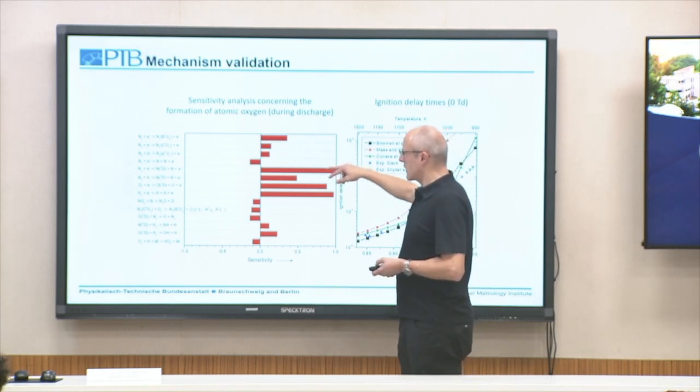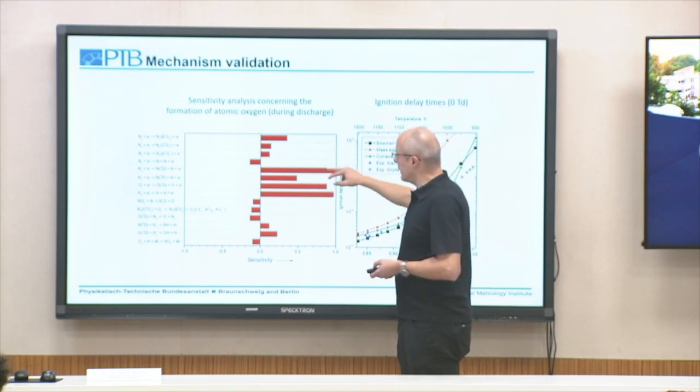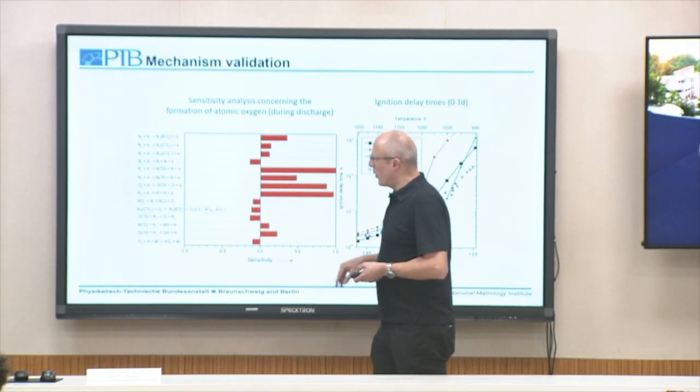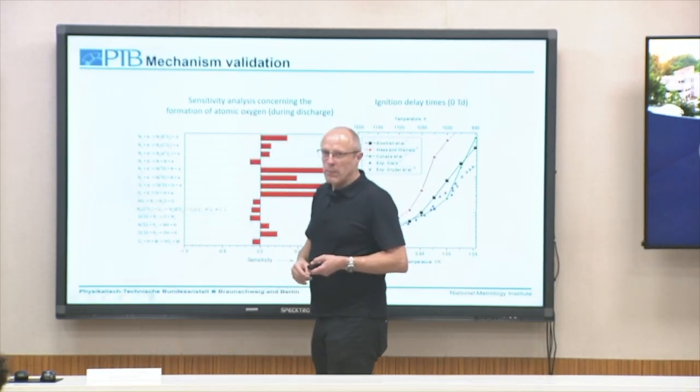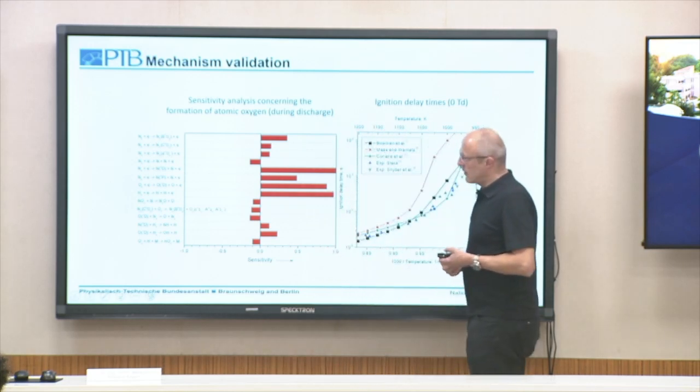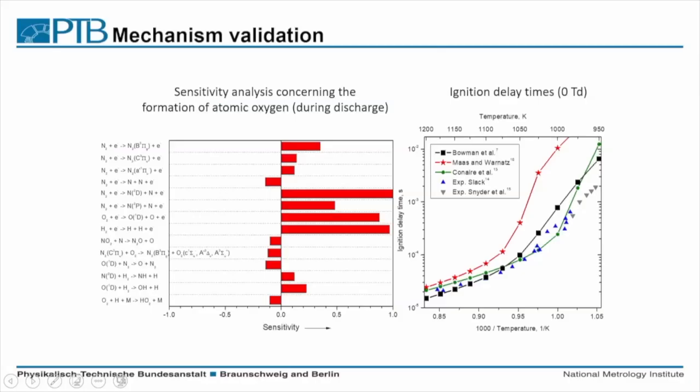And so this is, again, well known from literature. Here we have the three important reactions. So O2, N2, and H2 plus an electron gives us nitrogen, atomic oxygen, and atomic hydrogen.